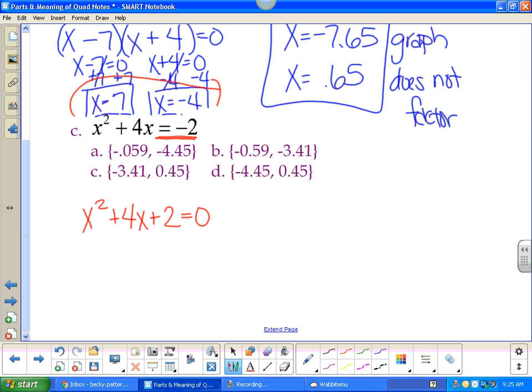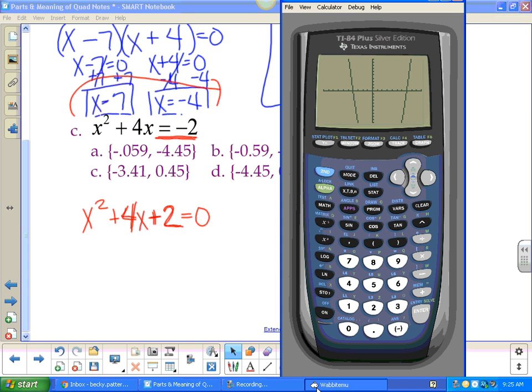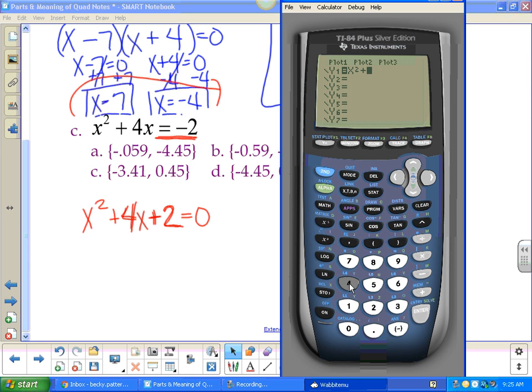And I can tell this does not factor because there are no factors of 2 that add to give me 4, because the only factors of 2 are 1 and 2. And those will add to give me 3, but they won't give me 4. So then I take my calculator and clear it out and go x squared plus 4x plus 2. Go to my graph. There it is. So now I just need to hone in on what those answers are.